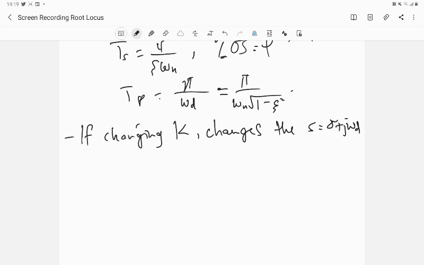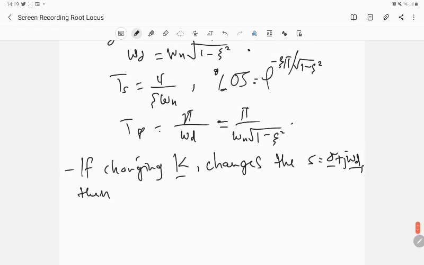But looking at the discussion, it is evident that if we change K and that changes sigma and or omega d, then changing K can change sigma and omega d, which implies that you can change the damping ratio or the natural frequency when you vary K.